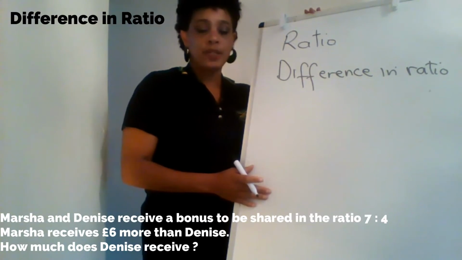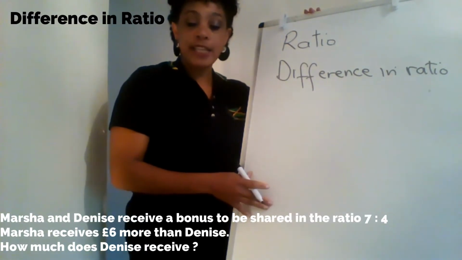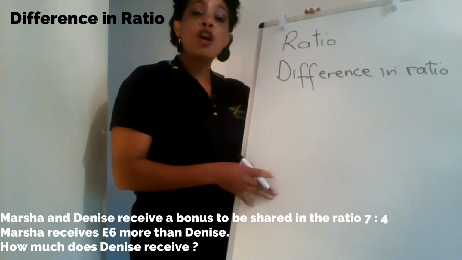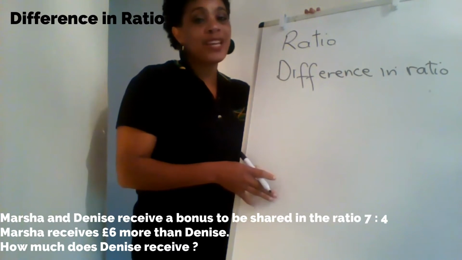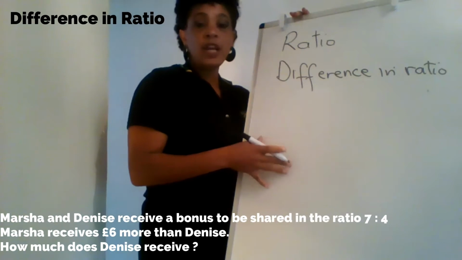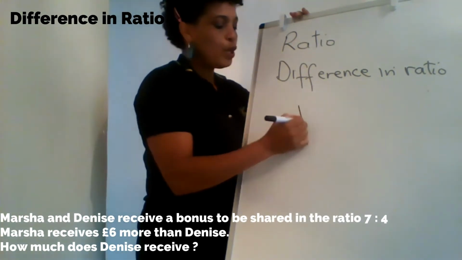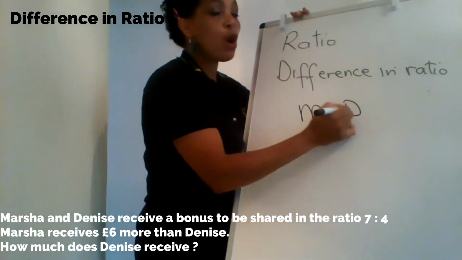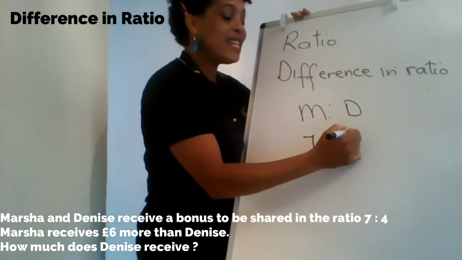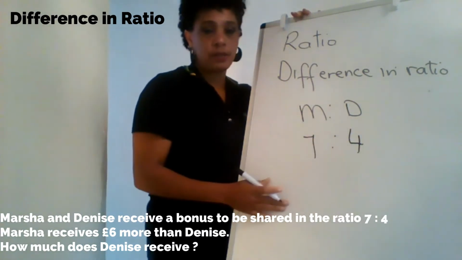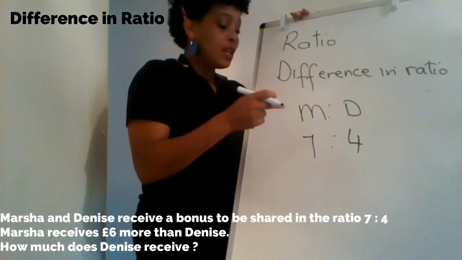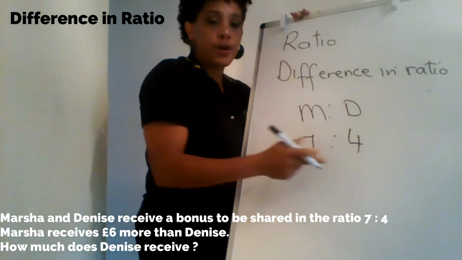So here is a question. Marcia and Denise receive a bonus in the ratio of 7:4. Marcia receives £6 more than Denise. How much does Denise receive? Now let's look at the information we're given. We know that it is being shared between Marcia and Denise. We know that Marcia got 7 parts and Denise got 4 parts. We also know that Marcia got £6 more than Denise.